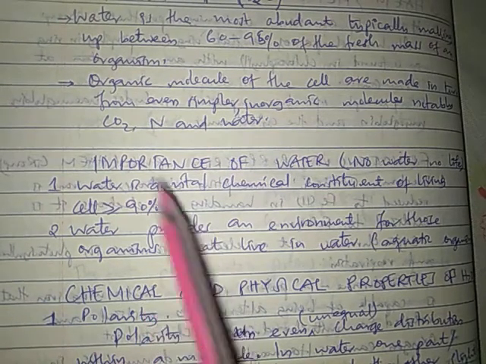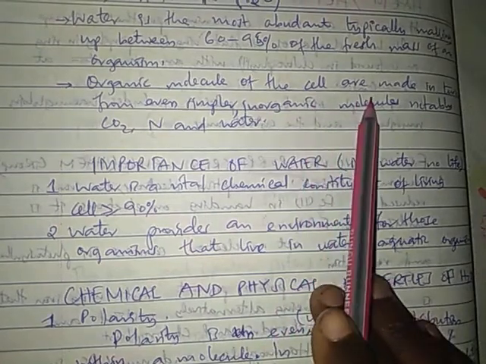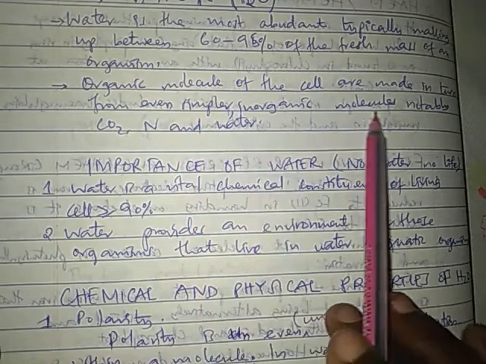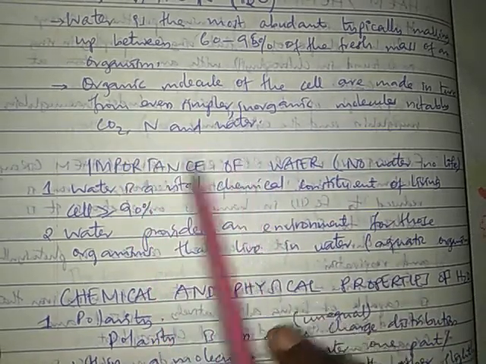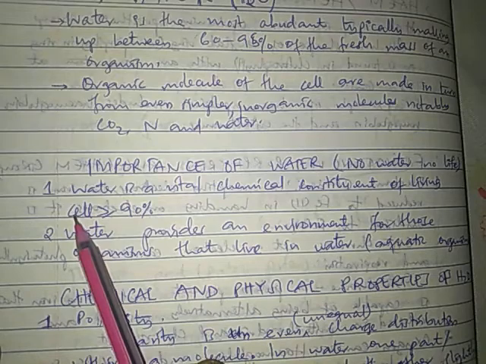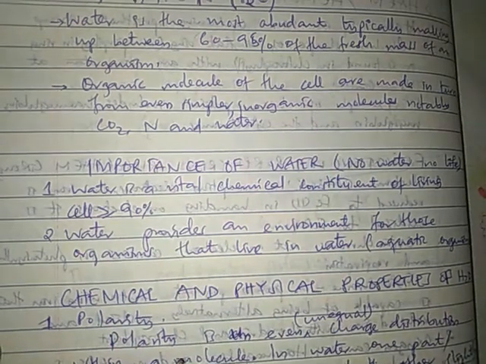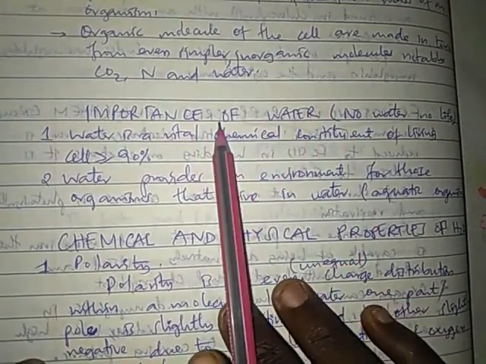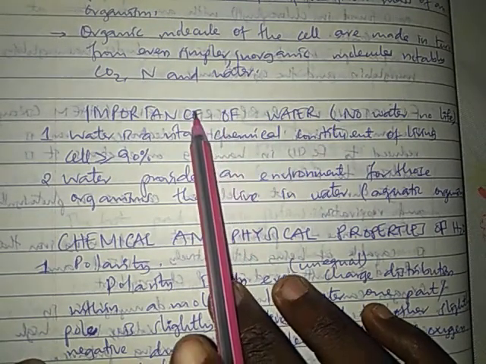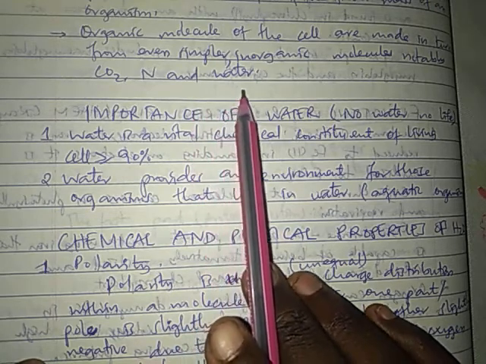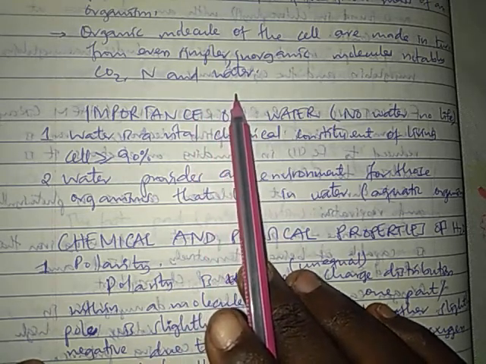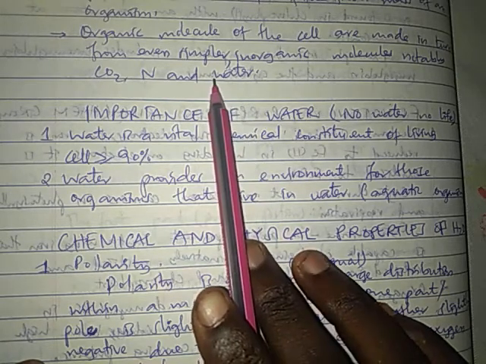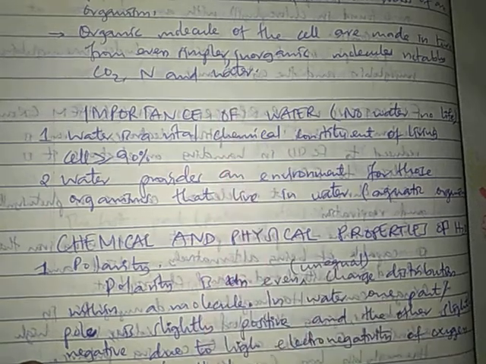Na protein. So organic molecules of the cell are made in turn from even simple inorganic molecules, notably carbon dioxide, nitrogen and water. So organic molecules kama proteini na vitu vingine vinakuwa vinatengenezwa kutoka kwenye simple inorganic molecules. Pia kwa mfano organic molecules kama hizo protein, carbohydrate, they are made from inorganic molecules by plants, kwa sababu animals hawana uwezo wa kufanya hivyo. So what kind of organism they perform this function is plants.